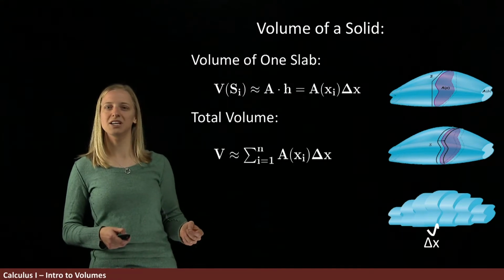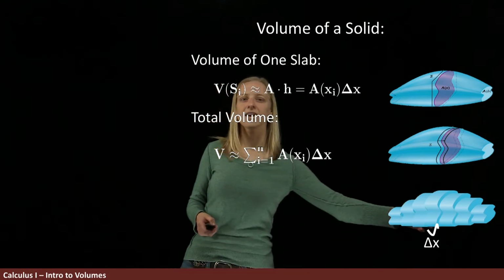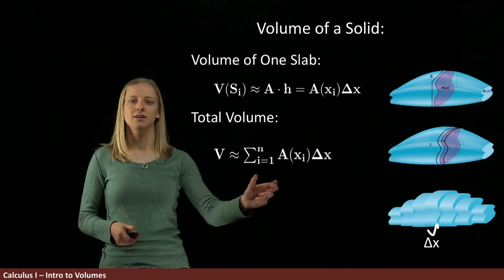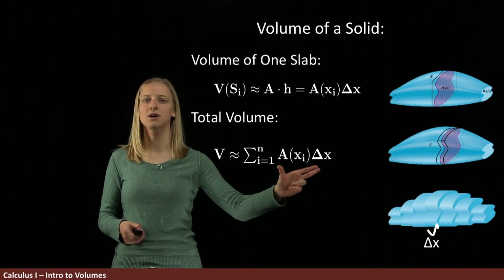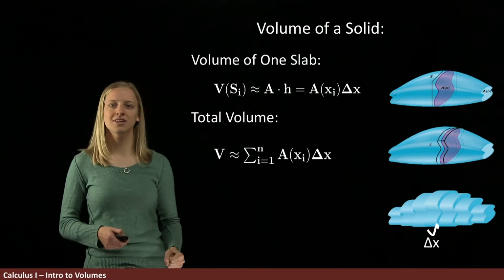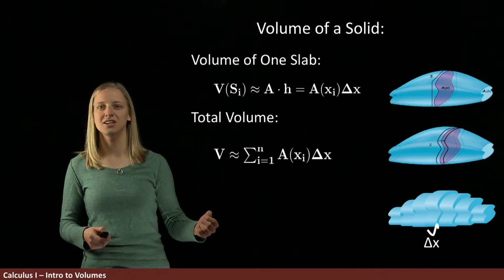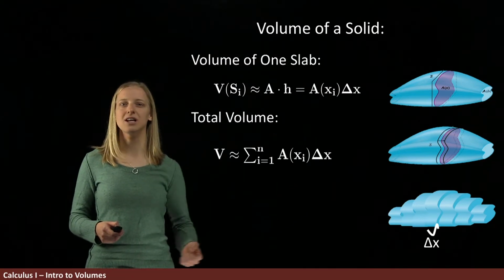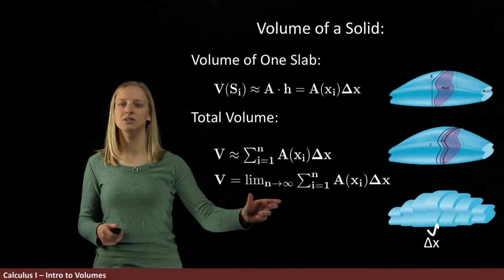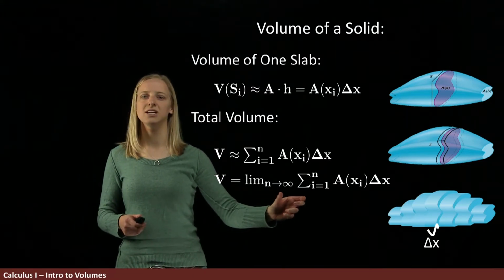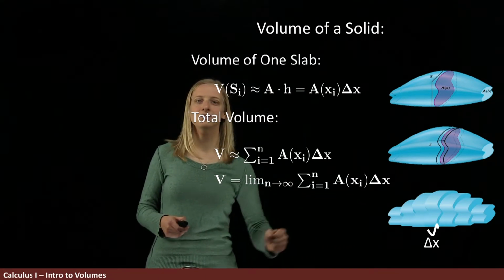So the total volume can be approximated by the summation of these n slabs of the area of the base times that height, the volume of each one of those slabs. And again, just like Riemann sums, the way to get a better approximation is by increasing the number of slabs to infinity. Here we're going to increase that number of cylinders, those slabs, to infinity. We're taking that summation of those volumes.